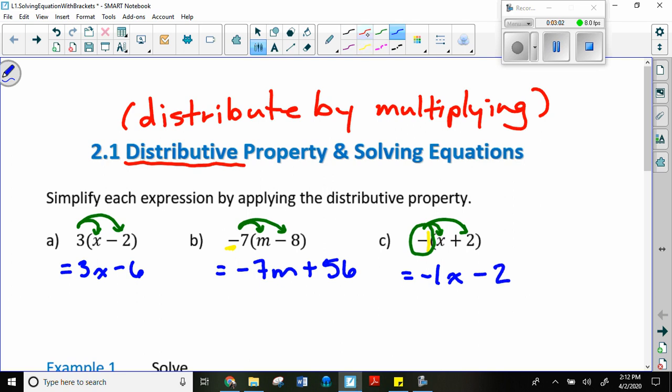Now, math-wise, we don't usually write this as a -1x as we're getting into our higher levels. We would just leave that as -x, and we would assume the 1 is there, -2.